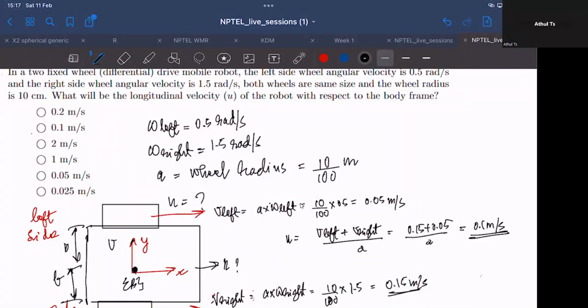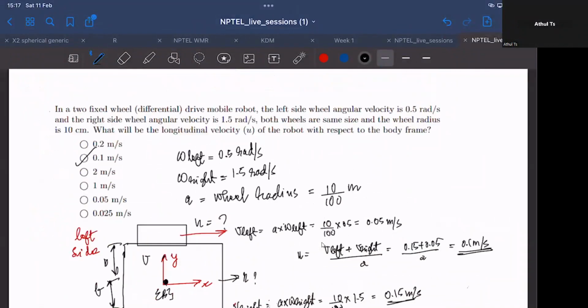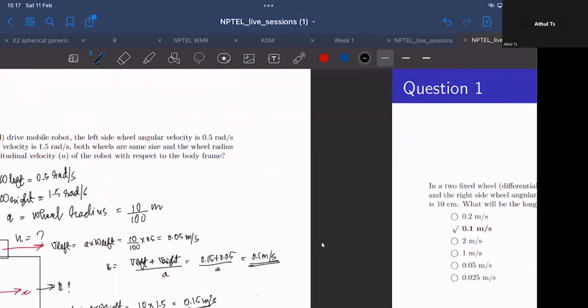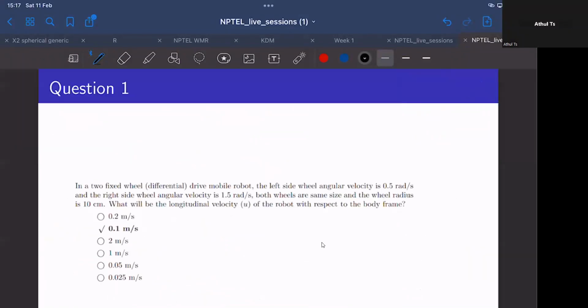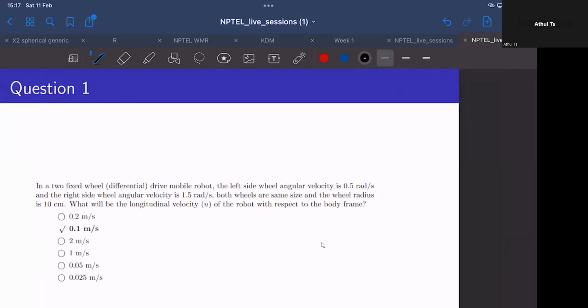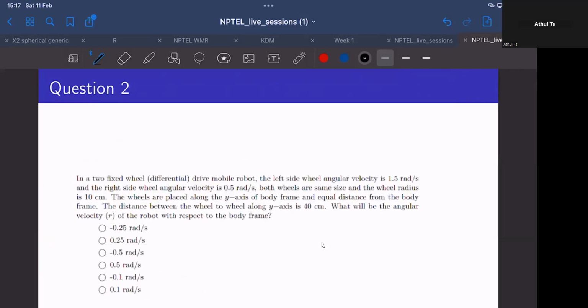Is that clear? From the next question onwards, I'll keep in mind the screen issues. If you have any doubts, please let me know. So the answer is indeed 0.1 meters per second.